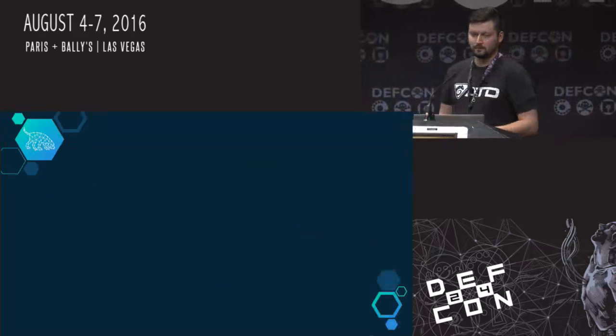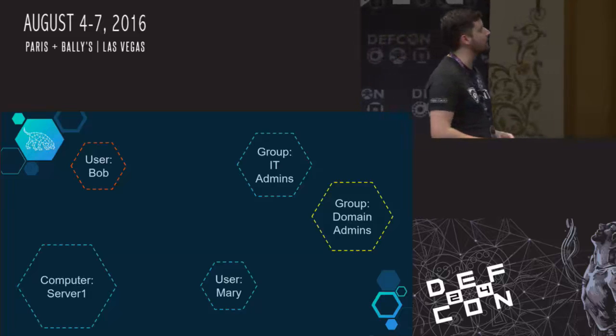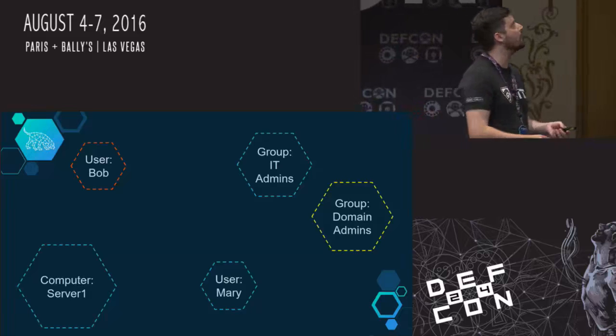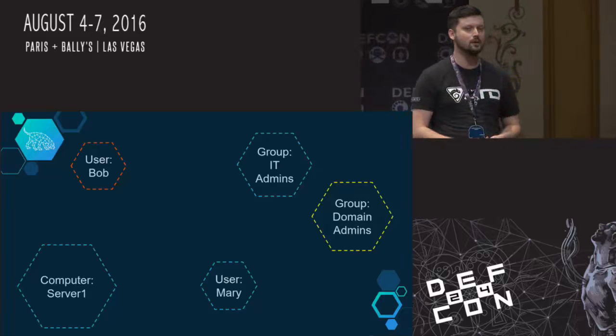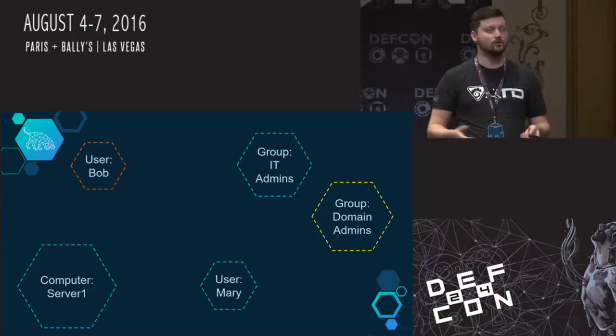Again, let's look at this visually. Like I said, we have 2 users in this graph, Bob and Mary. Groups, we have 2 groups in this graph, IT admins and domain admins. Computers, we have 1 computer, server 1. First, let's identify group memberships.